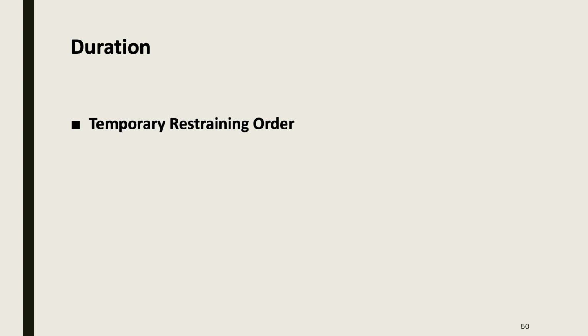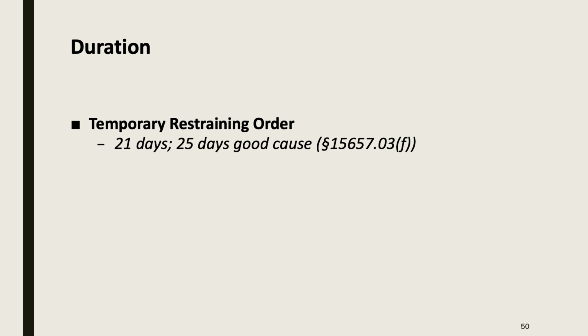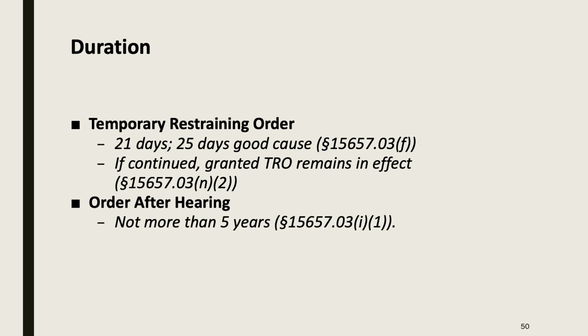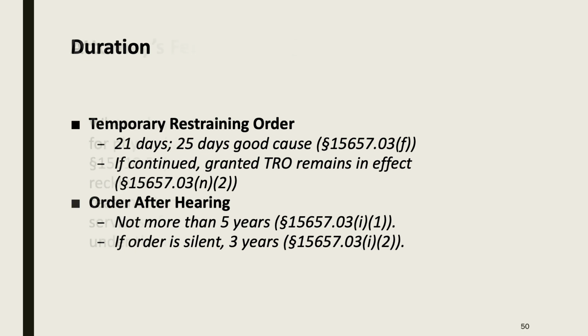Well, how long do these orders last? Well, the temporary restraining order, as you would expect, lasts 21 days to 25 days if good cause is found. And if the matter is continued, the temporary restraining order remains in effect. The order after hearing can last for not more than 5 years, and if the order is silent, it will last for 3 years.